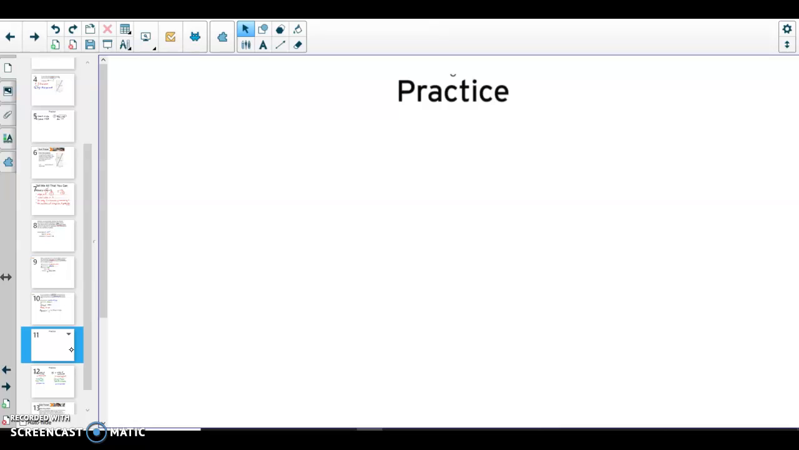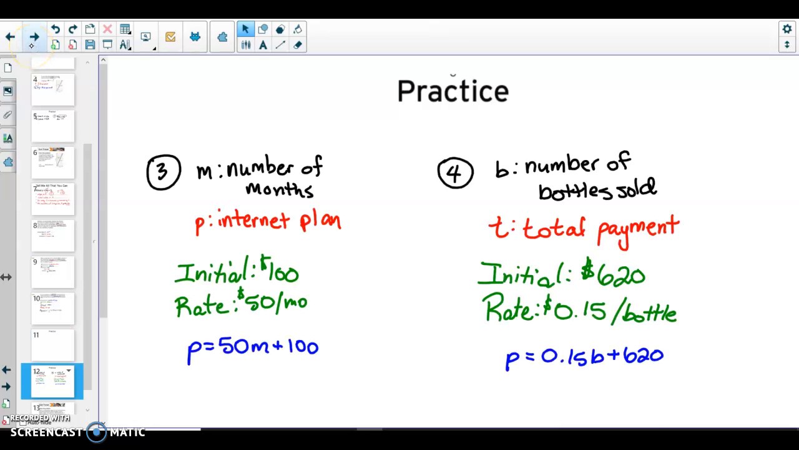Okay. This is what I think the answers should be based on what I've seen. In number 3, we've got M and P standing for number of months and internet plan, respectively. We've got an initial of 100 and a rate of 50, so that makes our equation P equals 50M plus 100. Do note that if you guys chose to write Y equals 50X plus 100, I'm not mad about that. I think that's okay. But we do want to pay attention when they give us directions and specific variables to use, to think about slipping those in instead.